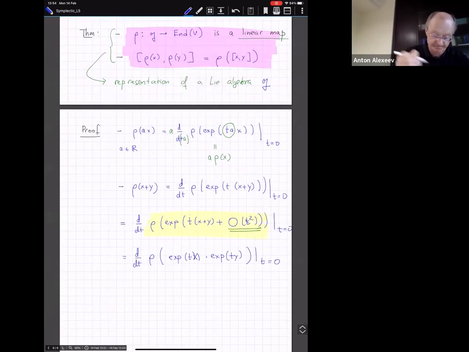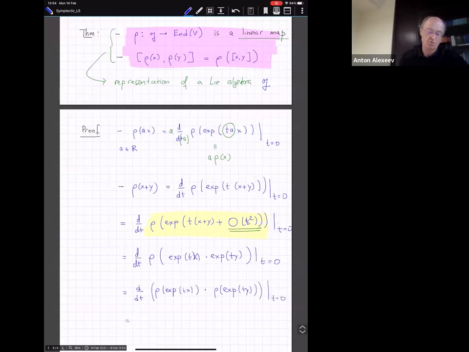Now I can use the representation property. This is rho of exponential tx, rho of exponential of ty, at t equals 0. But now I can simply use the chain rule. So this is rho of x times the t equals 0 value of the other factor, which is 1, plus 1 times rho of y. And that's what I wanted.